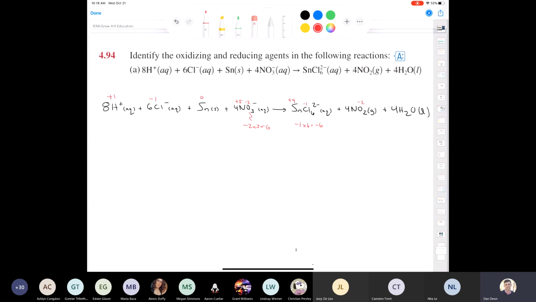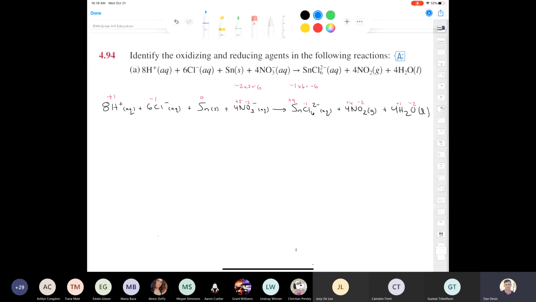Oxygen has an oxidation number of -2. There's 2 of those, so -2 times 2 is -4. The oxidation number of the nitrogen is +4. Then in the water, oxidation number of oxygen is -2. Hydrogen is +1. There we have it, folks. We've identified the oxidation numbers of everything, all the players in here. Now we can see who's being oxidized and who is being reduced.